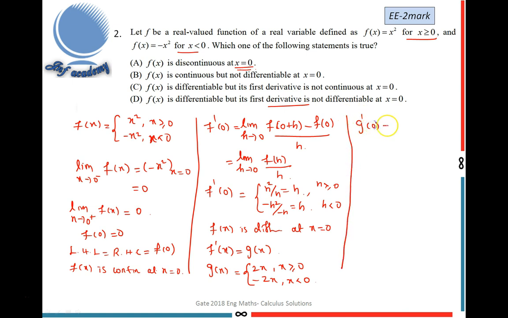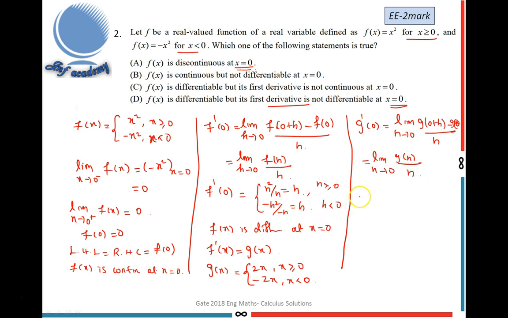g dash of 0 equals, with the same definition, limit h tends to 0 of g of 0 plus h minus g of 0 divided by h, because we have to check differentiability at x equal to 0 only. g of 0 is 0, so this is 0 divided by h. Now g of 0 plus h is g of h, and g of 0 is also 0. Put 0, we get 2 into 0, 0 divided by h.